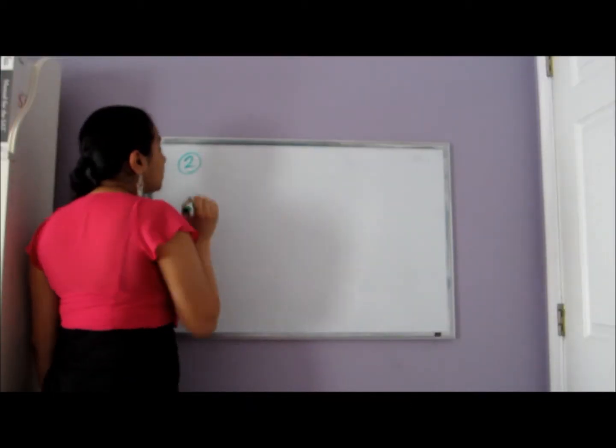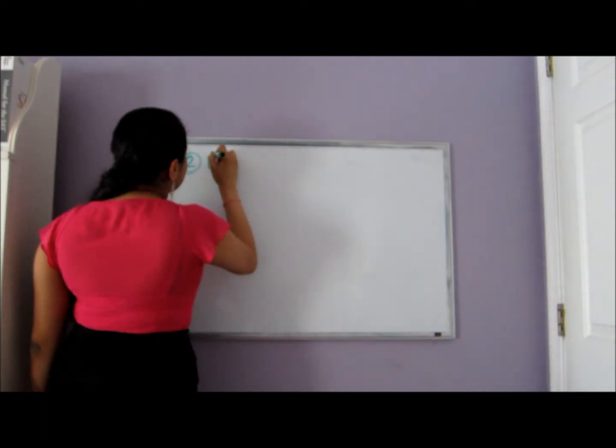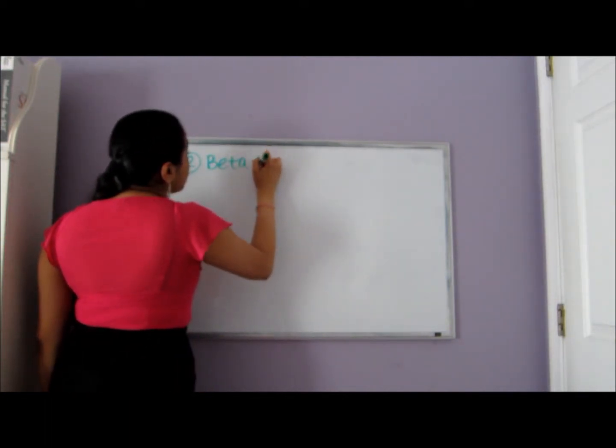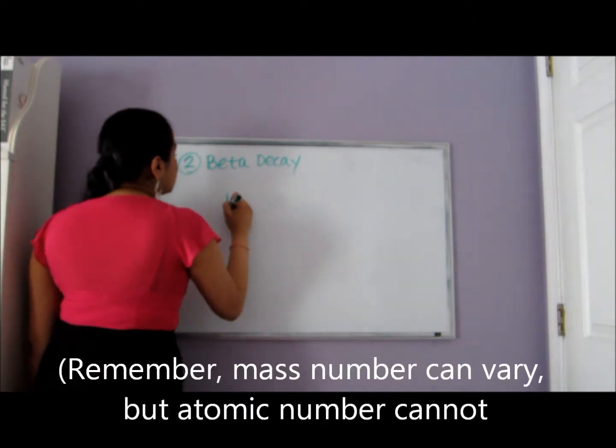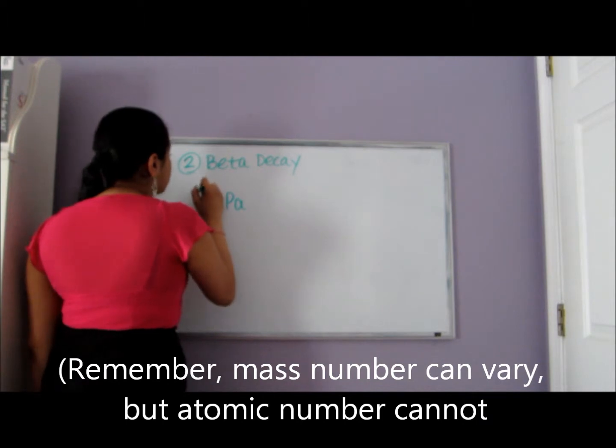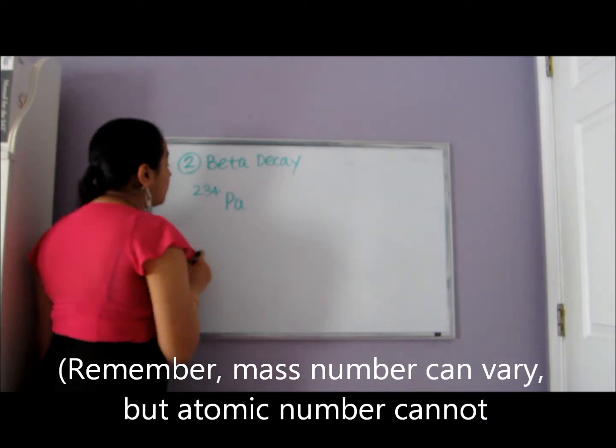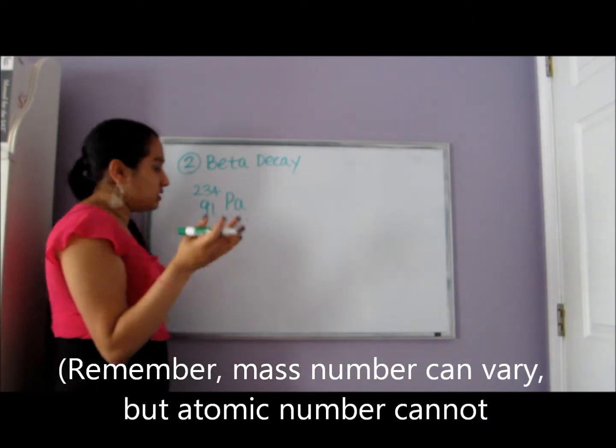Wait, so what other types of decays are there? Okay, so we also have beta decay. Now, can you give me an element that beta decays? Why don't we use our previous element, protactinium? Okay, we can use that. And so its mass number is 234, and its atomic number is 91, which always stays the same.